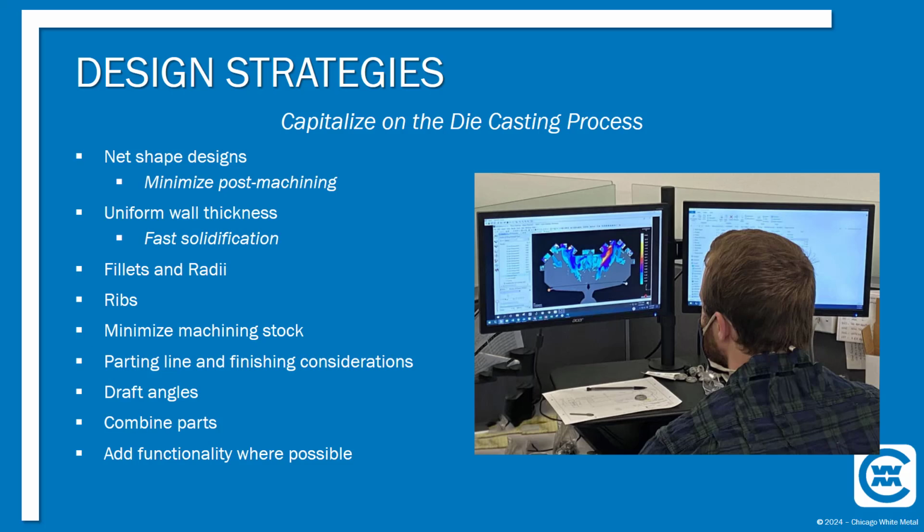If there's some features that require machining after casting, obviously the less we can machine, the better from a cost standpoint. Typically, we try to maintain machining stock in the 15 to 20 thousandths of an inch range. And in the next slide, I'm going to show you why that is, but that's a typical machining stock. We'll take a look at where the parting line is and other finishing considerations when looking at design.